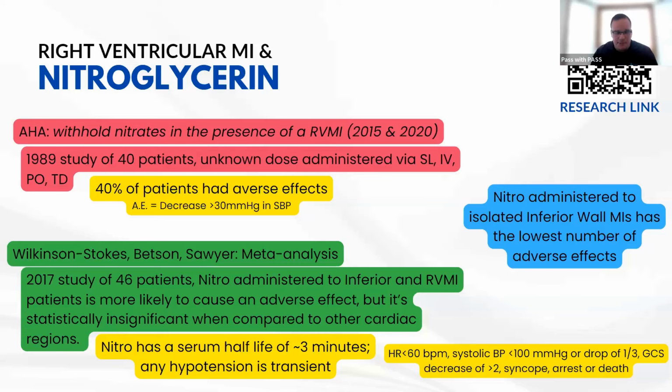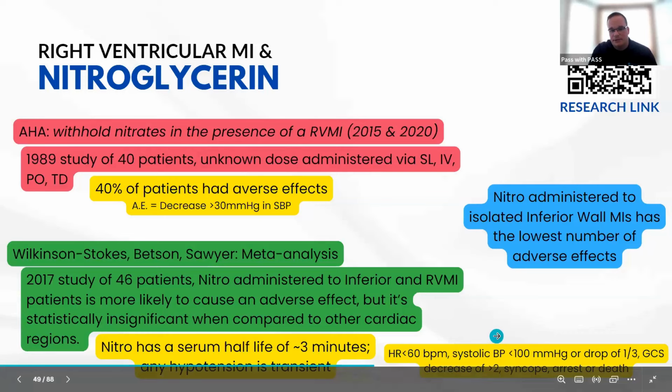So something that all of these studies pointed out is nitro has a serum half-life of approximately 3 minutes. You'll see some variation there of like 1 to 4 minutes, which is why we say we give it every 5. So it has a serum half-life of approximately 3 minutes. So if a patient does have an adverse effect, if they do become hypotensive or they do become a little bit bradycardic, it's likely to be pretty transient. It's likely to last just a few minutes before that half-life of nitro is gone.